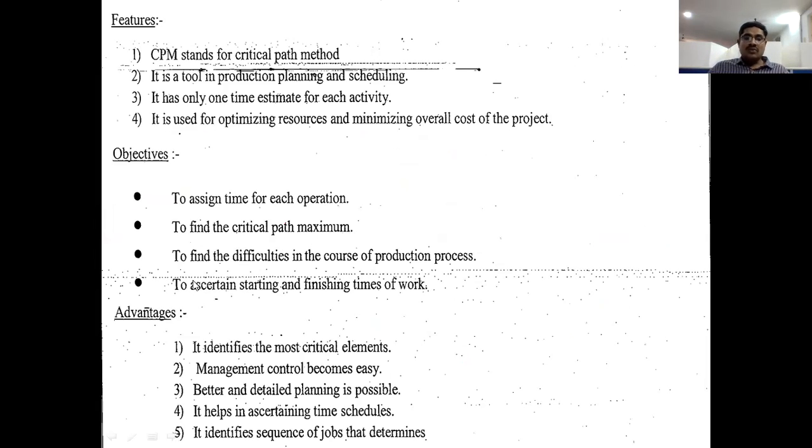And next, to find difficulties in the course of production processes. So it is another target or benefit of CPM, to find the difficulties in the production processes or execution processes.